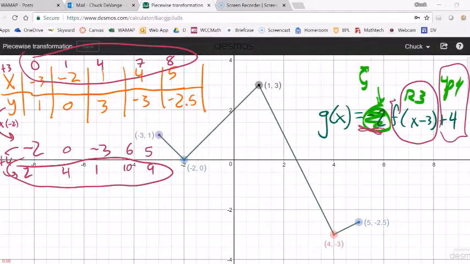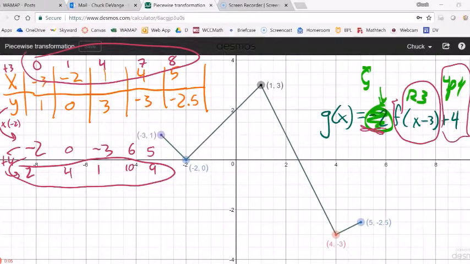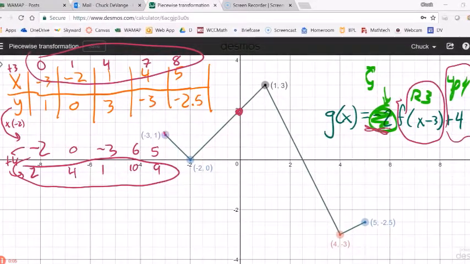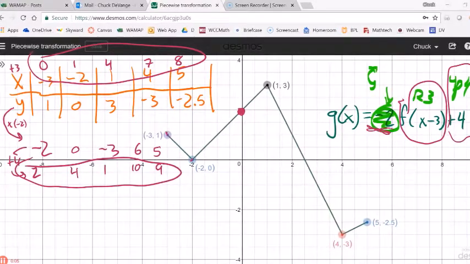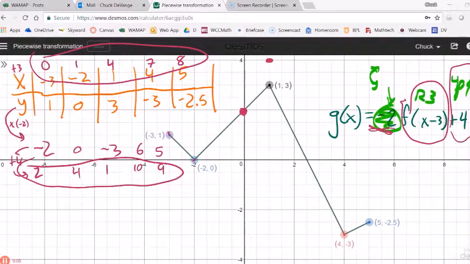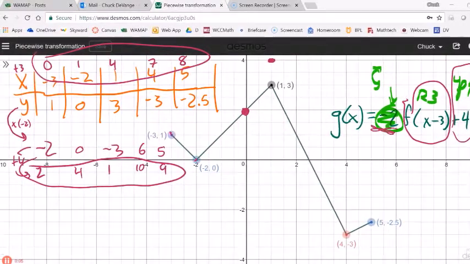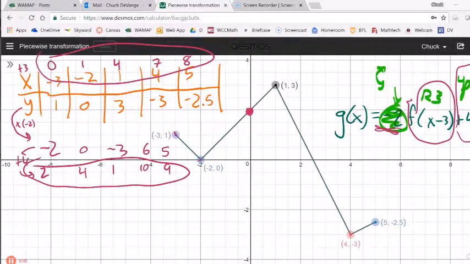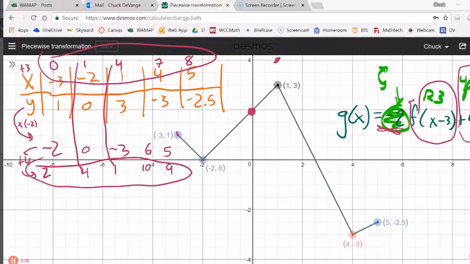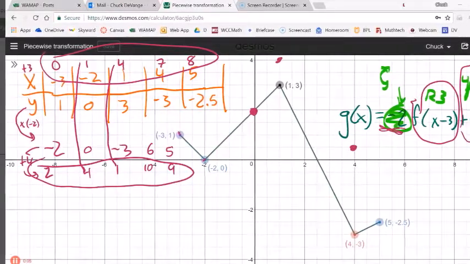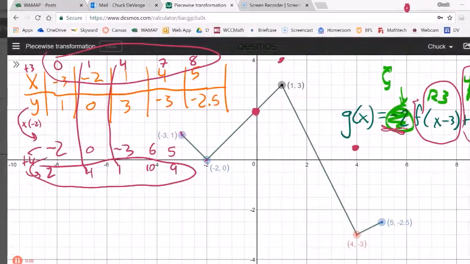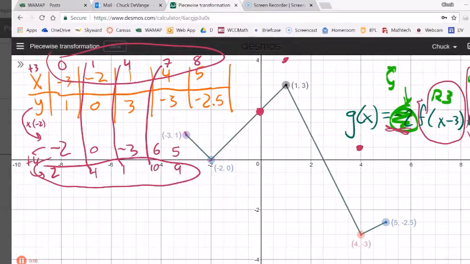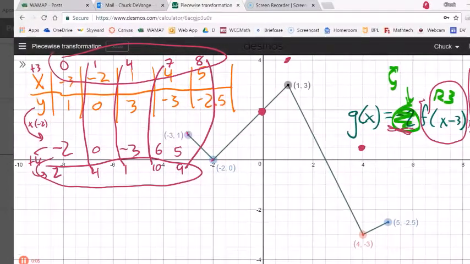So again, it's flipped, and then it's shifted to the right 3, and it's moved up 4. So this point that was here ends up here. This point that was here becomes 1, 4. This point becomes 4, 1. This point becomes 6 and 10, so it's way up here somewhere. And then this point becomes 7, 10. And then this next point becomes 8, 9, something like that.